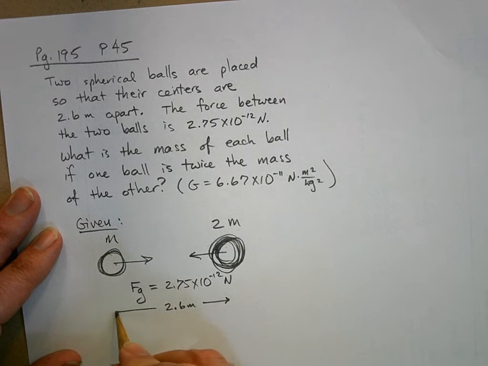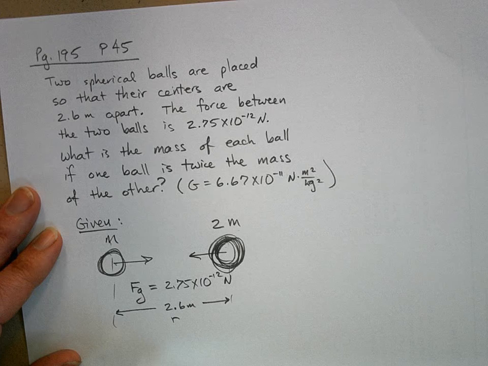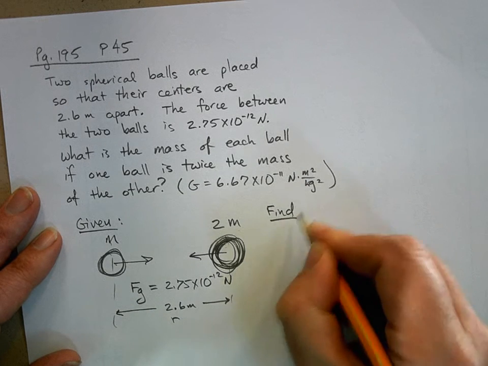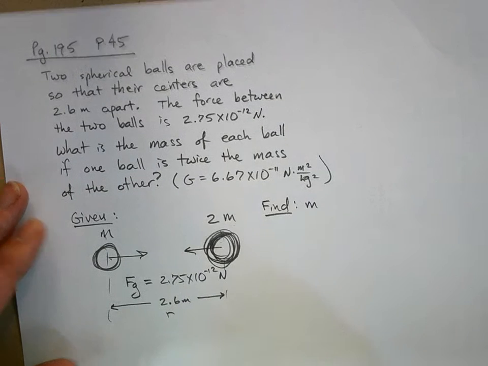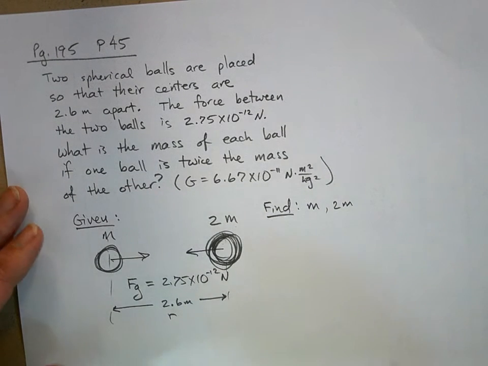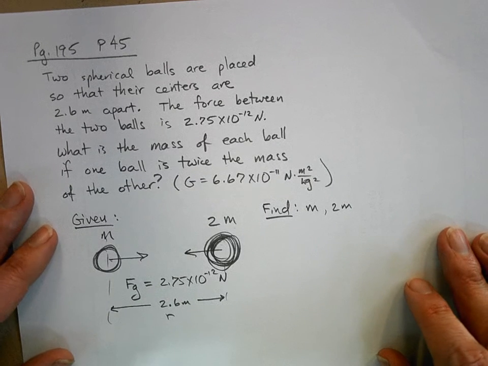And, of course, what variable is that? We'll call that r. And so we're trying to find m, and then the other one, we're trying to find 2m. But if we find one mass, we've found the other. Okay, so let's solve this.